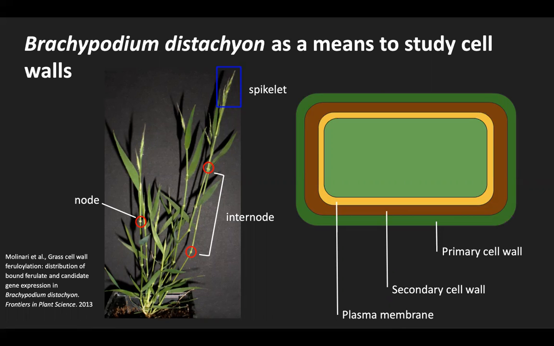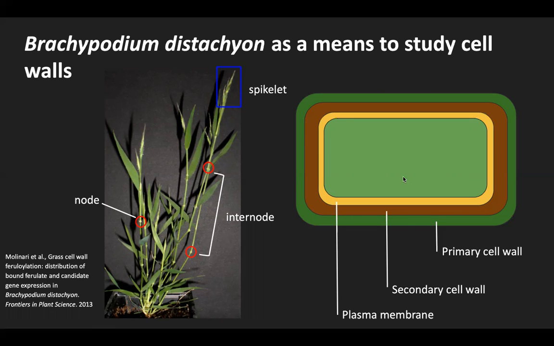And very briefly, I would like to point out some structural information about brachy important to know in this talk. Spikelets outlined in blue are where the flowers develop. Nodes circled in red are where new cells and stem growth are generated. Internodes shown in the white brackets contain cells from the stem that may be actively growing and elongating, or cells that have finished elongating and are now thickening their secondary cell wall.